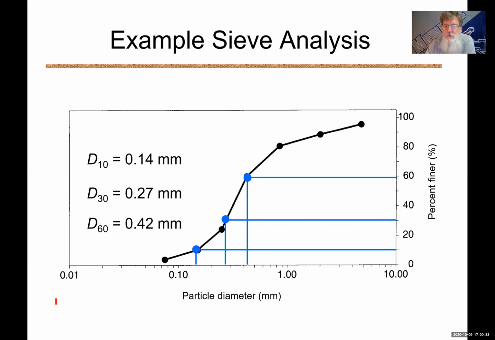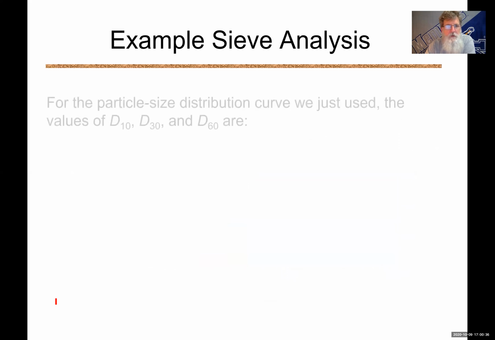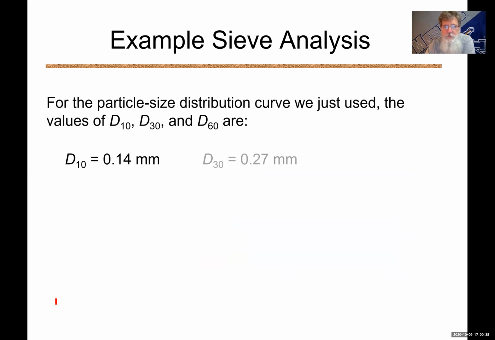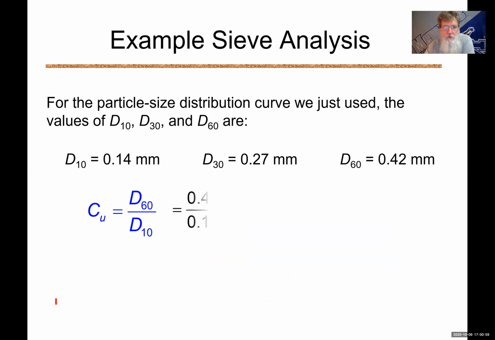The remaining calculations are pretty straightforward. So I went ahead and just reminded what those values we interpolated from the graph are. Remember, the effective size is just D10. So the effective size of this material will be 0.14 millimeters. The next calculation would be the uniformity coefficient, which is defined as D60 over D10. So for this interpolation, it was 0.42 millimeters over 0.14 millimeters. Notice that the units cancel, and we have a non-dimensional number, 3.